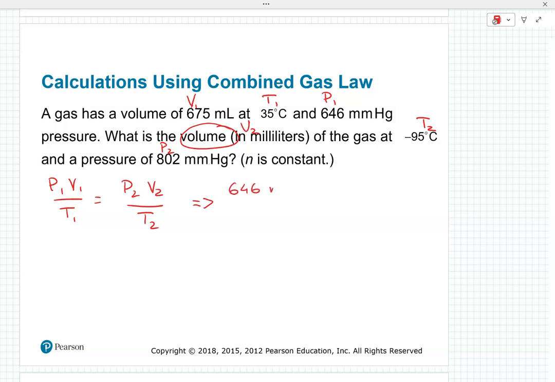646. Do you mind if I just write millimeters? We all know that it's mercury, right? Multiplied by the volume, which is 675, divided by the temperature, which is what? 308 Kelvin. Remember, folks, Kelvin. And then here we have pressure of 802.